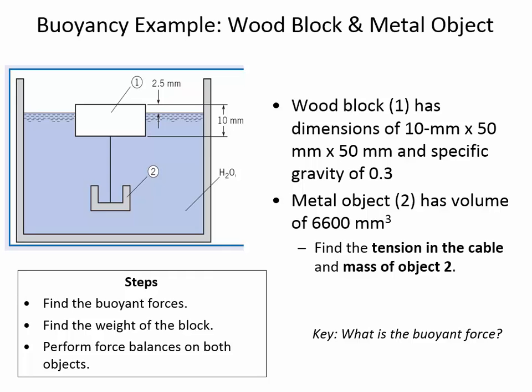Okay, now this example asks us to find the weight of the block, which we did, perform a force balance, and then we want to know what's the mass of object 2. Like how many grams is it? We know the weight of it, and so the mass of object 2 is just going to be the weight of object 2 divided by g. So it is 0.1754 newtons divided by 9.81 meters per second squared.